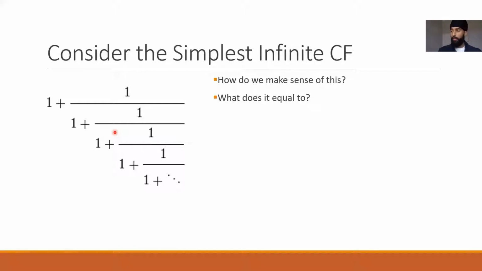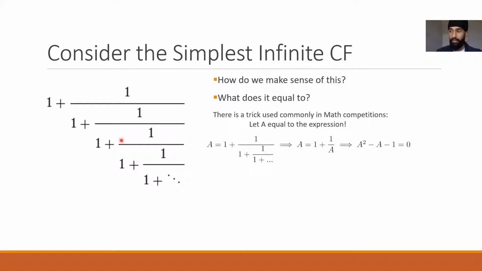Okay, so it was a trick question. It's actually very hard to answer this question. There's a trick that's commonly used in math competitions to evaluate these sorts of self-similar objects. The trick is to let a equal the expression. Once we do that, it simplifies our work a lot because we can leverage the fact that it's self-similar by replacing the denominator with a.